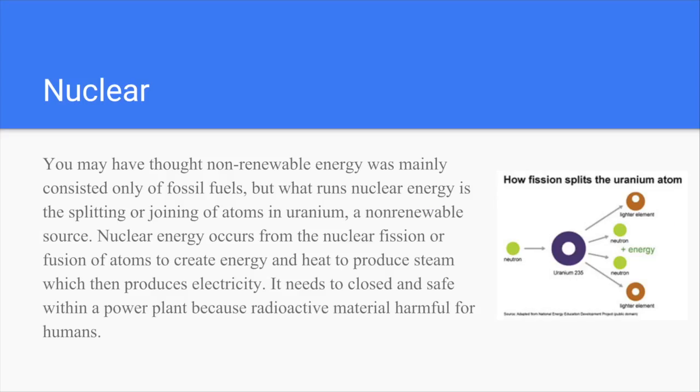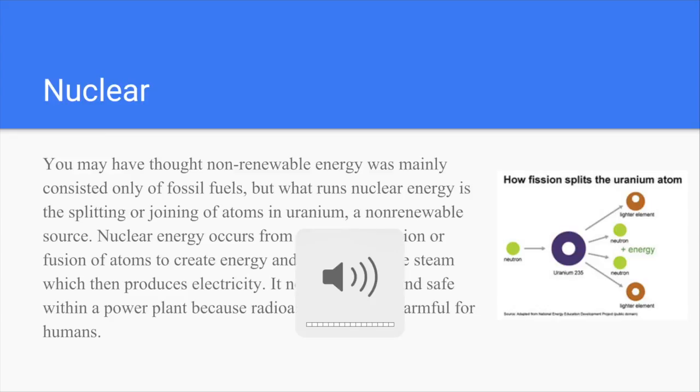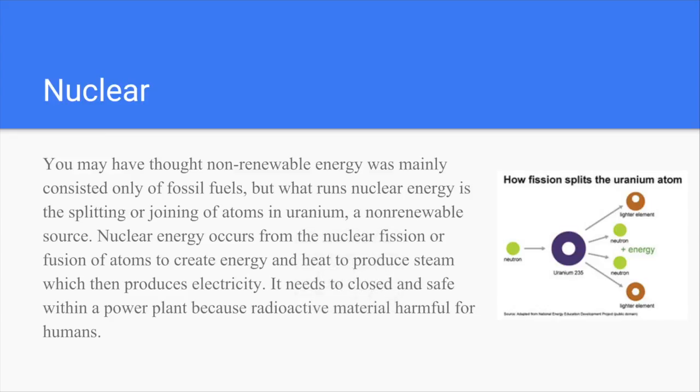Nuclear energy is also another form of non-renewable energy. You may have thought non-renewable energy is mainly made up of only fossil fuels, but what runs nuclear energy is the splitting or joining of uranium, a non-renewable source. Nuclear energy occurs from nuclear fission or fusion of atoms to create energy and heat to produce steam, which then produces electricity. As you can see over here, nuclear fission, with two S's, occurs with the splitting of uranium to create heat.